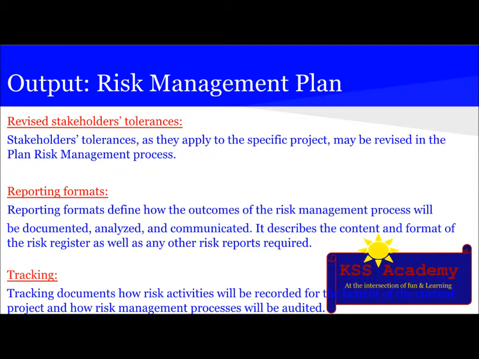Then the next thing included in the risk management plan is revised stakeholder tolerances, as they apply to the specific project, may be revised in the plan risk management process. Then there is a reporting format which defines how the outcomes of the risk management process will be documented, analyzed, and communicated. It also describes the contents and formats of the risk register as well as any other risk reports required. Then there is a tracking document which documents how risk activities will be recorded for the benefit of the current project and how the risk management process will be audited.